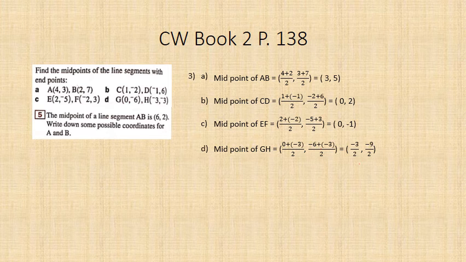Okay, for question number 5 here, he's saying the opposite. He's saying the midpoint of a line segment AB is 6 and 2. He needs me to write down some possible coordinates for A and B. It's very simple and very easy. I'm just adding any two numbers and then dividing by 2, it's going to be 6. Think about any two numbers that if you add them together and divide them by 2, it's going to be 6. And any two numbers that you add together and divide by 2, it's going to be 2.